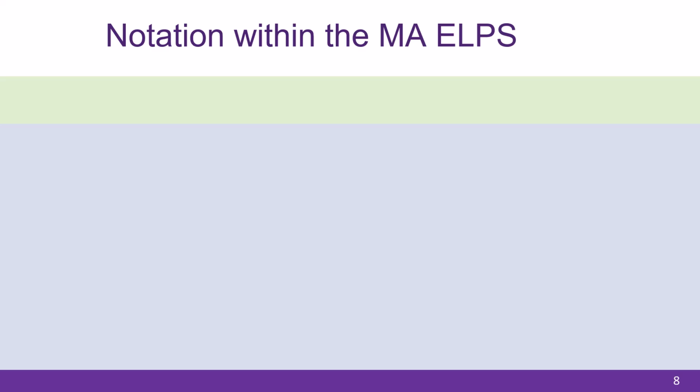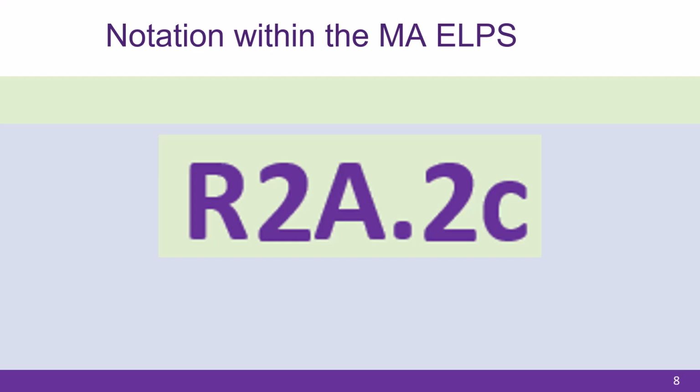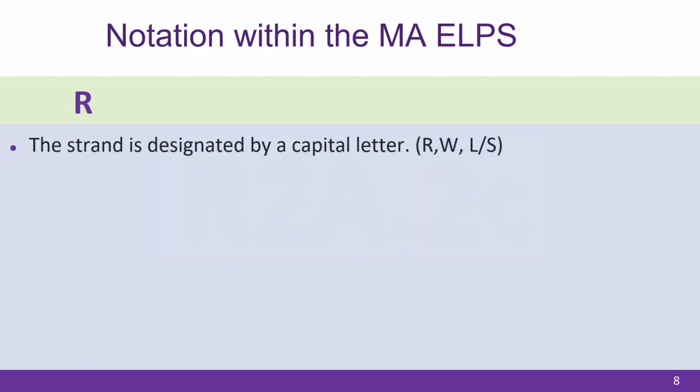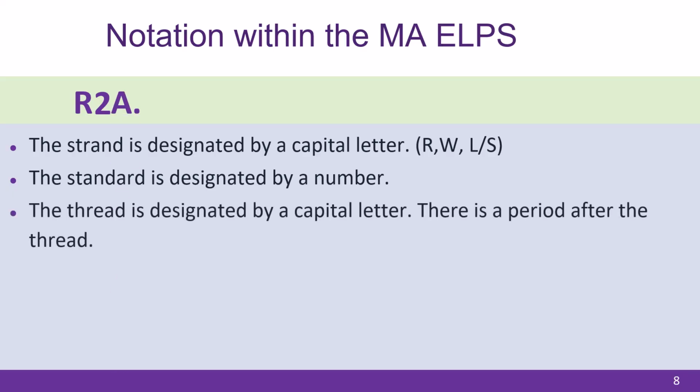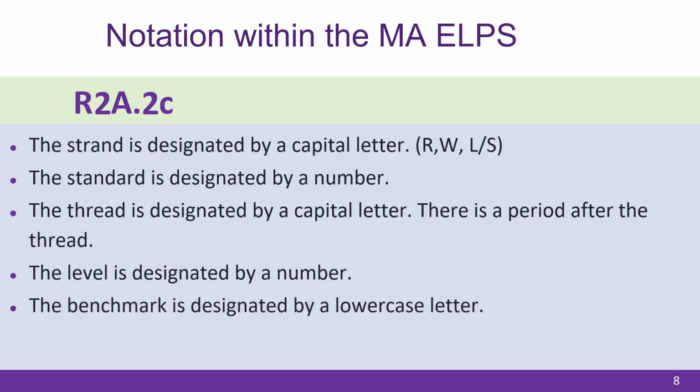The last thing I'd like to talk about is the notation used in the Mass ELPS. Let's deconstruct this one, R2A to C. The strand is designated by a capital letter: R, W, L/S. The standard is designated by a number. The thread is designated by a capital letter. There's a period after the thread. The level is designated by a number, and the benchmark is designated by a lowercase letter.